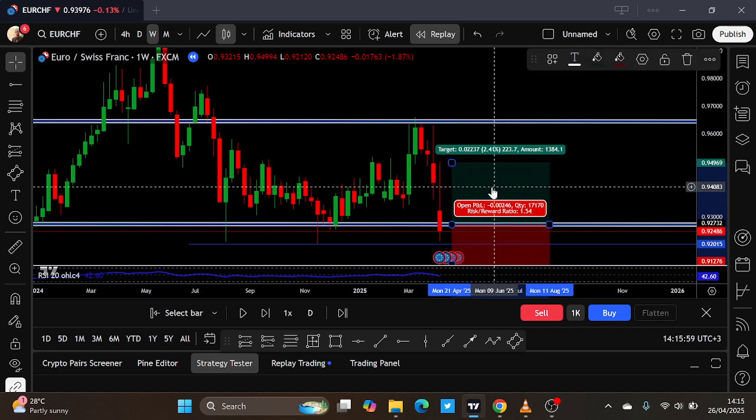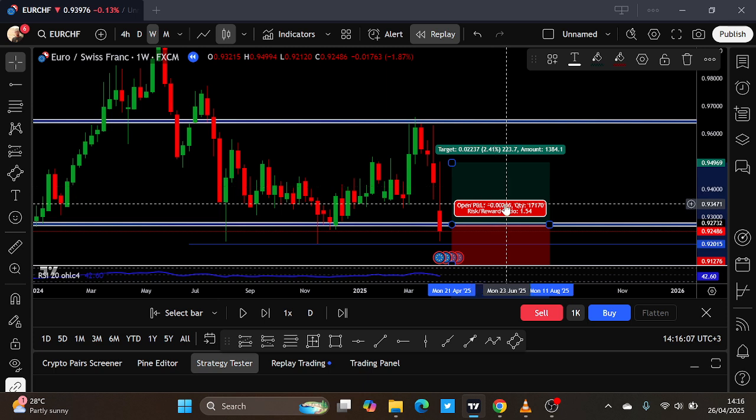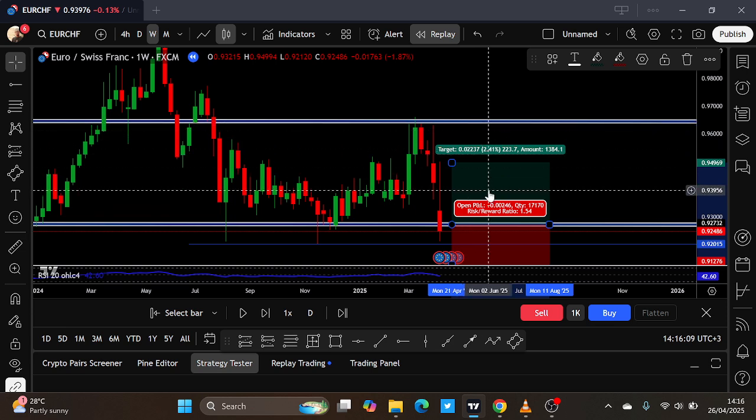When you reach there, if you have 10 lots, you remove 5 lots and leave the 5, or you can remove like 7 lots and leave the 3 running to complete our target up to here.